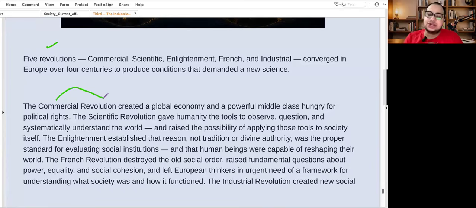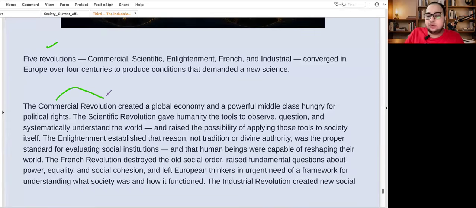And then the French Revolution destroyed the old social order altogether. It raised a fundamental question about power, equality, and social cohesion. All the divine authority of the clergy, etc., was dismantled, and the idea of liberty, equality, and fraternity reached the far corners of this world.